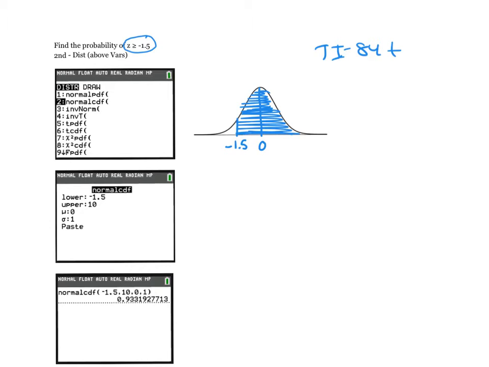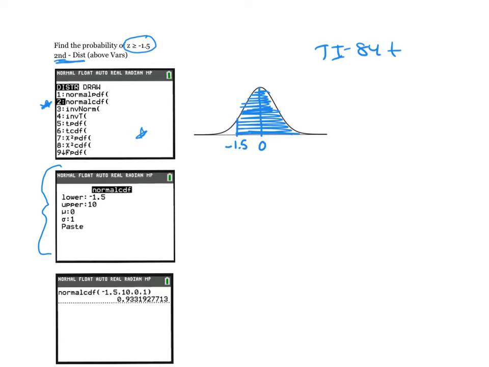So I would go to second distributions, which is above the variables key. So you hit second, which is in the upper left-hand corner. That brings me to this screen right here. Okay, and I'm going to choose normal CDF, the second choice. You can either arrow to that choice or just push 2. Then you'll get this screen down here.